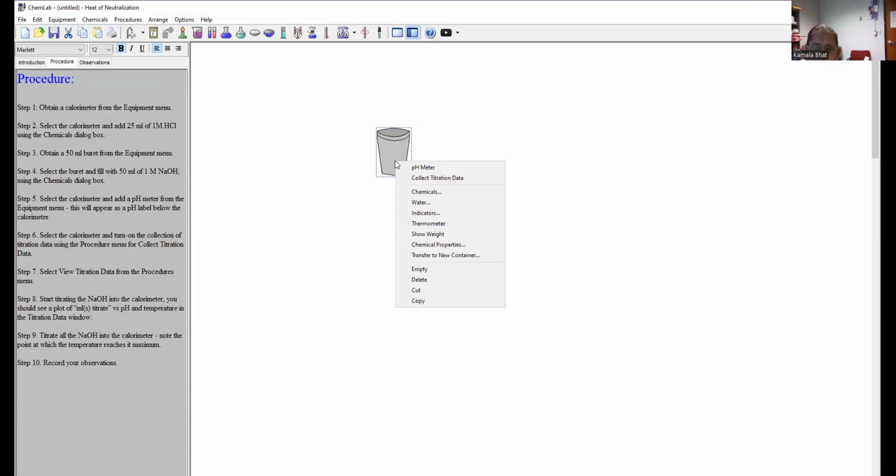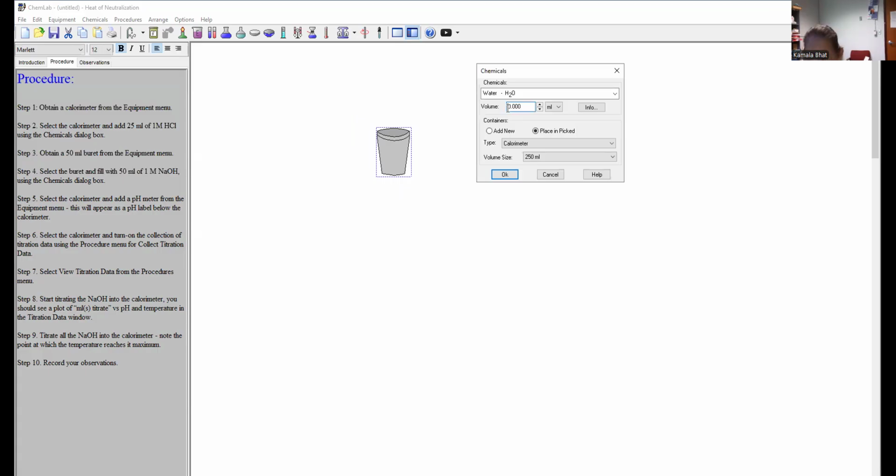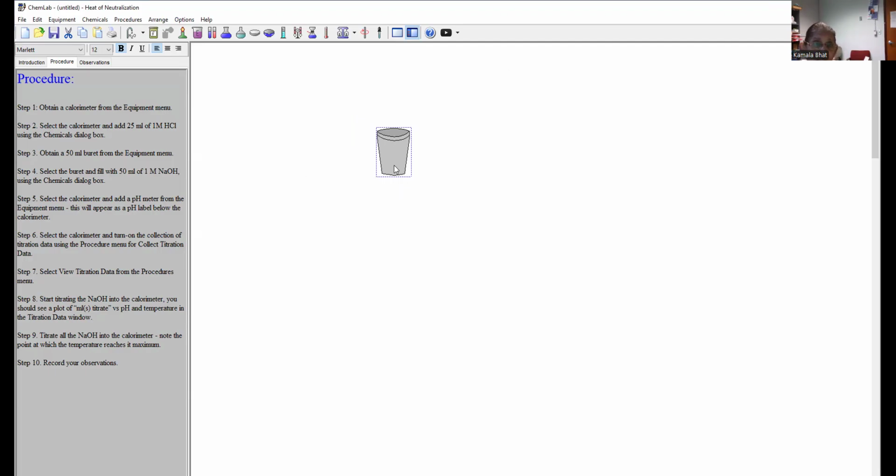Inside, right-click the calorimeter, go to the chemicals, and add, I'm just going to add 20 mL of 1 molar hydrochloric acid. I've added that. Then I'm going to insert a thermometer so that you can read it. And next, I'm also going to add a pH meter.